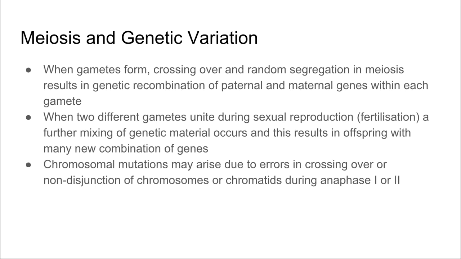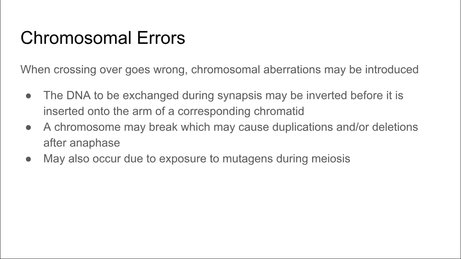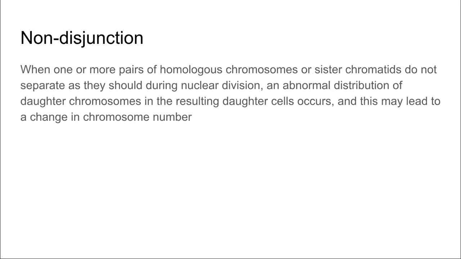Chromosomal mutations may arise due to errors in crossing over or non-disjunctions of chromosomes, which we looked at in the previous video, or of the chromatids during anaphase 1 or 2. When we talk about chromosomal errors, this is when crossing over goes wrong, and this can cause DNA to be exchanged during the synapsis, or we can see a chromosome break, which can cause duplications and/or deletions after anaphase. Chromosomal errors can also occur due to exposure to mutagens during meiosis.